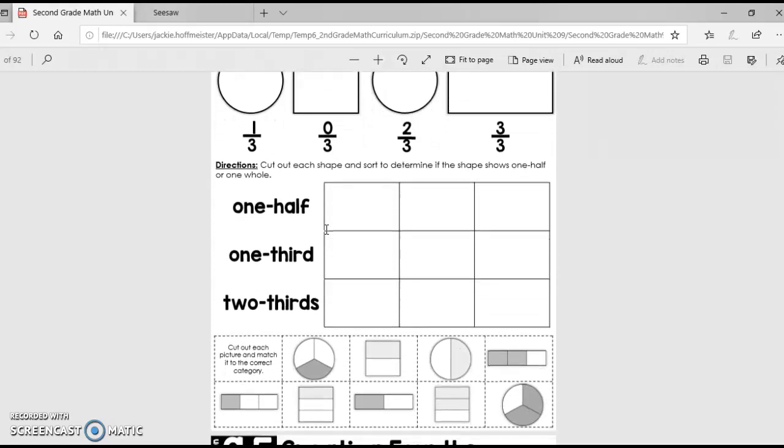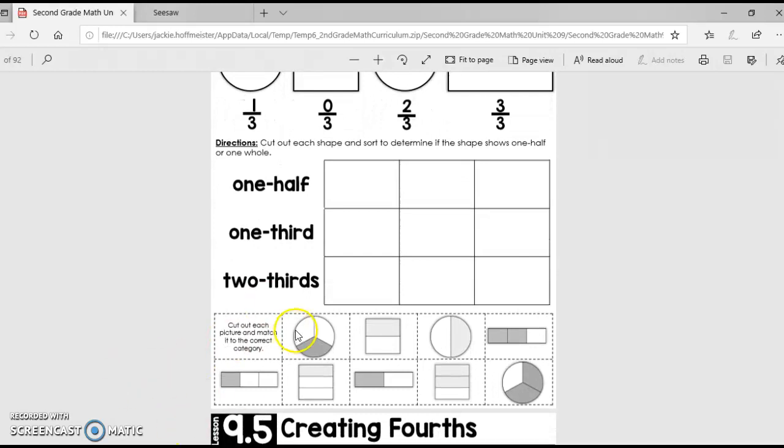And then the bottom part, you get to cut out each one of these, and then you get to glue them onto where they belong. Which one do they match with? Okay, these lighter ones are a little bit harder to see. So if you need to come back to the video and pause it right here to see which colors are shaded in, they might be a little harder to see on your worksheets. Okay, so you're going to cut them out and you're going to match them up. Are they 1/2? Are they 1/3? Or are they 2/3?